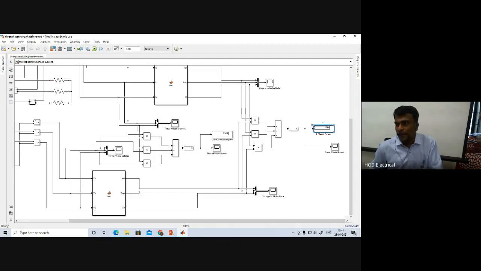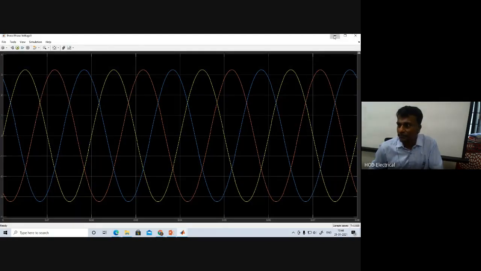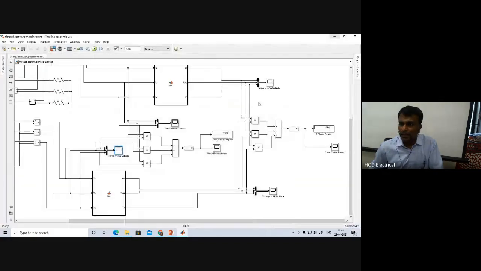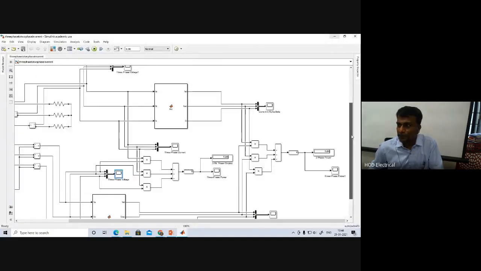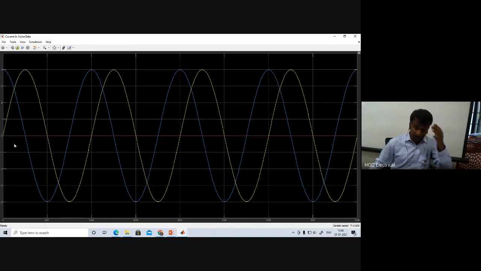But in this case, this is the three-phase current waveform. Then this is the three-phase voltage waveform. Then see here, three-phase current in alpha beta. This blue line is beta, the yellow line is alpha. So see here, this blue is leading at an angle of 90 degrees. Alpha is varying like a sine wave, and beta is varying like a cos wave. So cos is leading sine. So this is what we are getting.